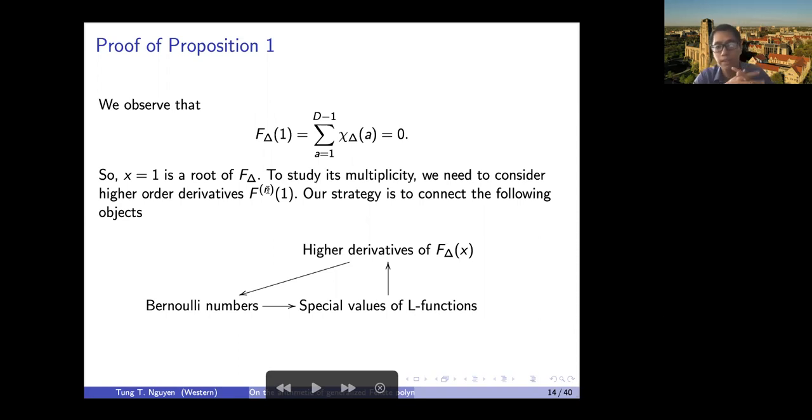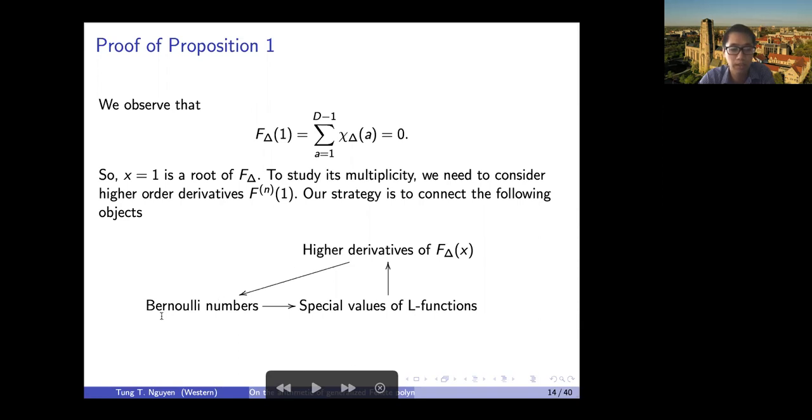The strategy for the proof is as follows. We connect the following three objects. We connect the higher derivatives of the Fekete polynomials to Bernoulli numbers, and then we connect Bernoulli numbers to special values of L-functions. When we are at the level of special values of L-functions, we can say whether it vanishes or doesn't vanish, and then we go back to the derivative of the Fekete polynomial. I will explain the proof in a moment. Before that, I will explain what it means to take higher derivatives of Fekete polynomials.